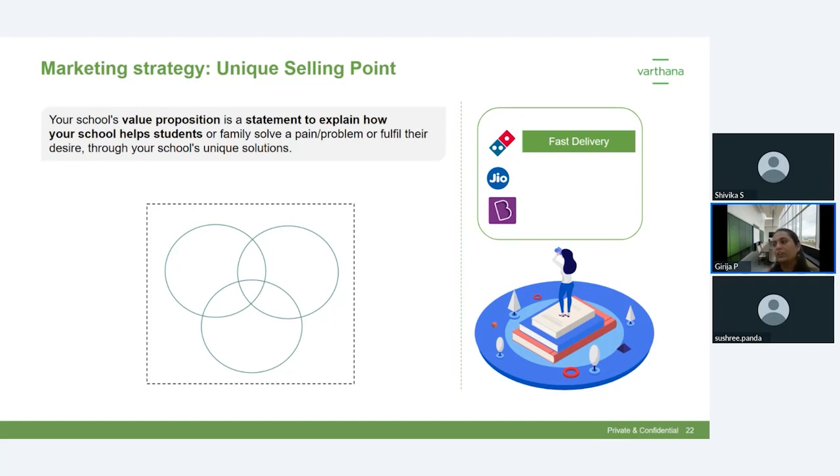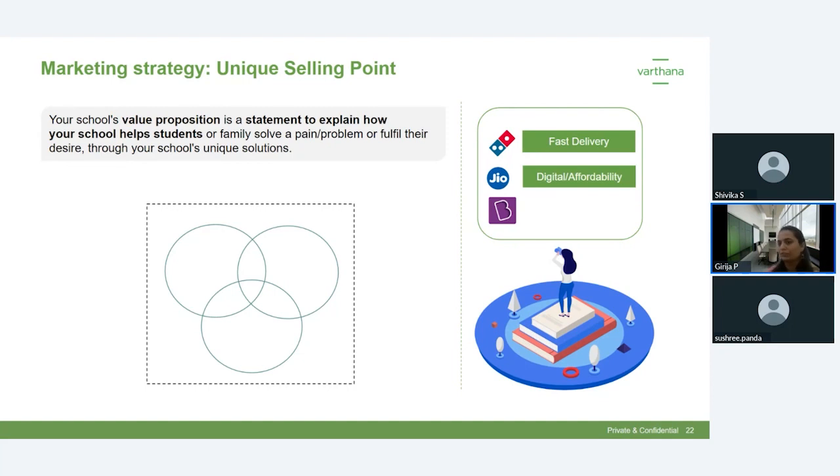Because if I'm hungry and I want to eat something, it is very important for me that it comes as fast as possible, right? So that is their unique selling point. Whatever you're ordering, we're serving you hot and within 30 minutes. But if you're ordering from others, you have to wait at least 45 minutes or an hour. Here we are delivering fast. And I think it's Jio, we have talked about Jio a lot. Their unique selling point is affordability and digitalization.